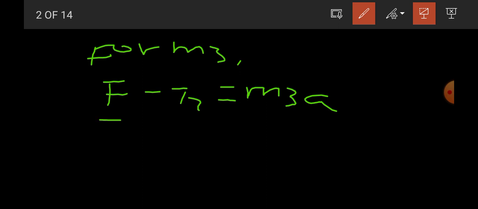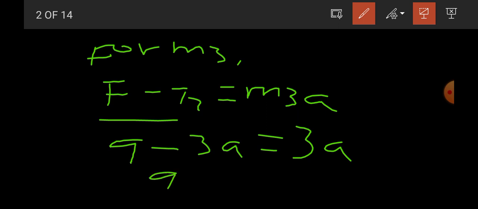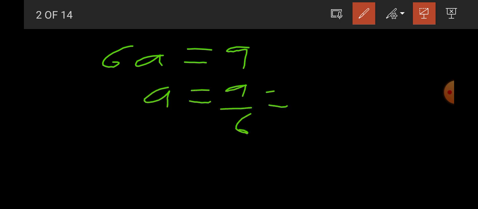Next for mass 3, force which is attached to mass 3 minus tension 2 which is equal to mass 3 times acceleration. ኔት ፎርስ ማለት ነው እዚህ ጋር ያለው። ስለዚህ F is given 9 minus tension 2 is also calculate አድርገነዋል። tension 2 is 3 times A አግኝተነዋል። mass 3 is 3A ይሆናል ማለት ነው። ስለዚህ 9 is equal to 6A. 9 equal to 6A, then 6A is equal to 9, acceleration is equal to 9 over 6 is equal to 3 over 2 meter per second square.